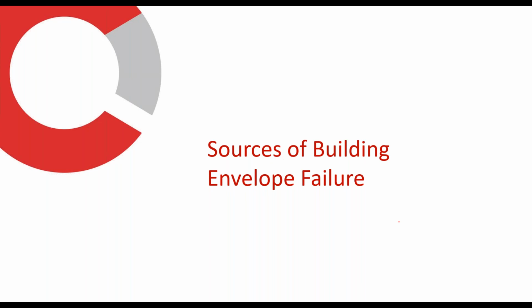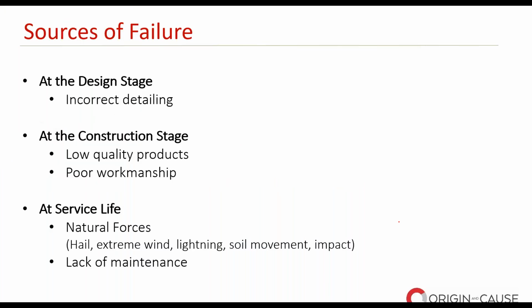Now that we're done with the types of building envelope failure, let's see what causes these types of failures. So now we will discuss the sources of building envelope failure. The sources of building envelope failure can start at any of the stages of the life cycle of the building. It can start at the design stage early on, at the construction stage, or during the service life.